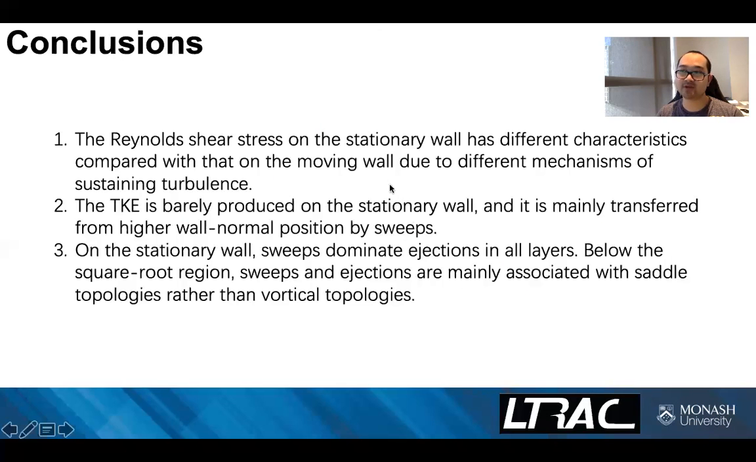After these observations, we can draw some conclusions. First, the Reynolds shear stress on the stationary wall has different characteristics compared with that on the moving wall, due to different mechanisms of sustaining turbulence. Second, the turbulent kinetic energy is barely produced on the stationary wall, and it is mainly transferred from higher wall normal positions by sweeps. Third, on the stationary wall, sweeps dominate ejections in all layers. Below the square root region, sweeps and ejections are mainly associated with the saddle topologies rather than vortical topologies.